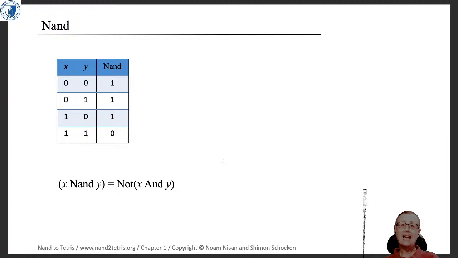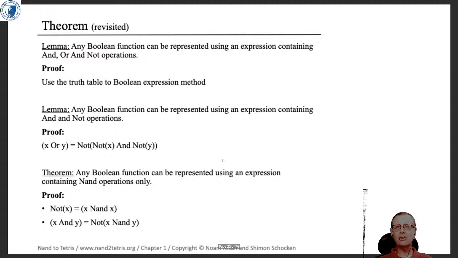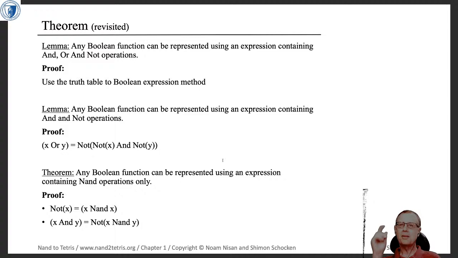We can if we have what's called a NAND operation, right? The NOT AND, and that's the truth table for the NOT AND operation. And the theorem now, right? So a lemma is a tiny result, and the theorem's the big one. The theorem says that any Boolean function can be represented using an expression containing NAND operations only. The NAND operation is called a universal logic gate. The NOR function is also a universal logic gate, right? So we can generate any logic function we want if we only have NAND gates.